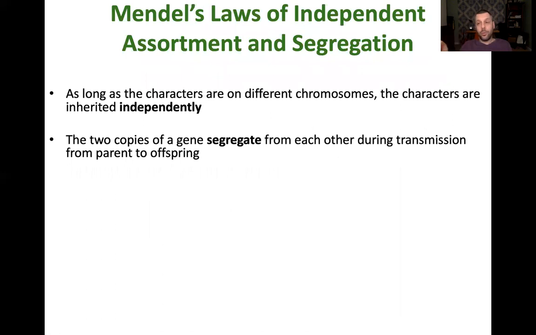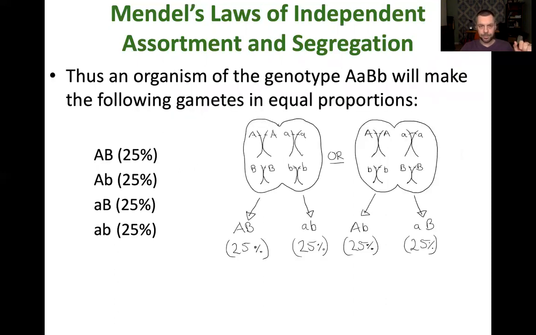Now, before we talk about exactly what crossing over does in terms of swapping DNA around, let's examine Mendel's laws of independent assortment and segregation one more time, real quick. Remember what we talked about previously: as long as two genes or characters are on different chromosomes, they're inherited independently of one another in any combination. And two alleles, two copies of a gene, separate from each other during transmission from parent to offspring. That's Mendel's law of segregation.